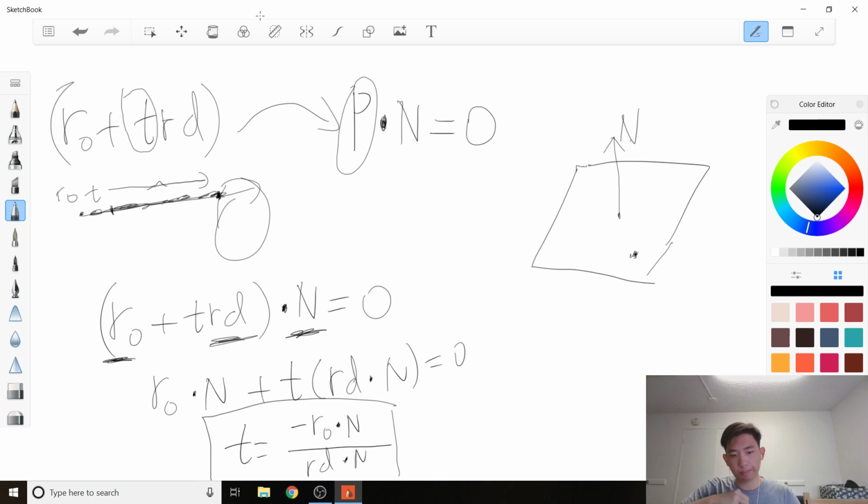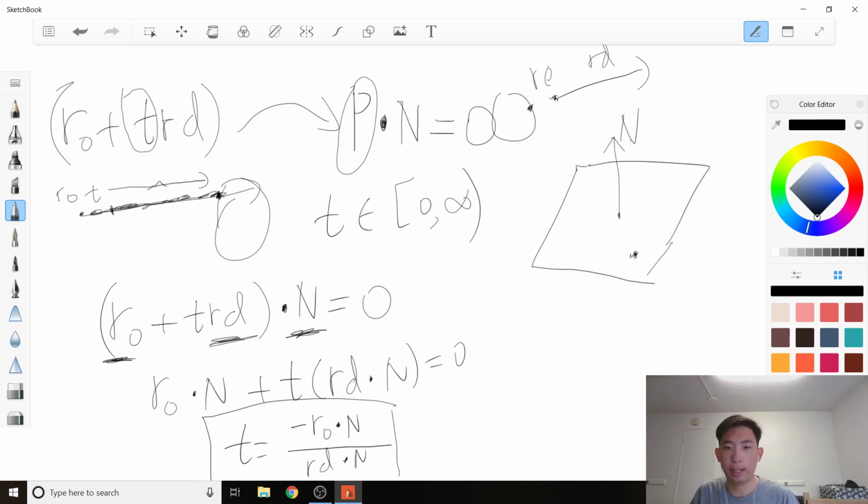Now remember, t is only valid if it's in a range of 0 to infinity. However, this expression does not guarantee that to be true. Think about what it means if the t is negative. If t is negative, that means this is our ray. We're testing it against some geometry, but the intersection happens behind the ray. So that actually counts as a miss, right? So in that case, you can't use t as the distance because it's negative. So that's special case number one.